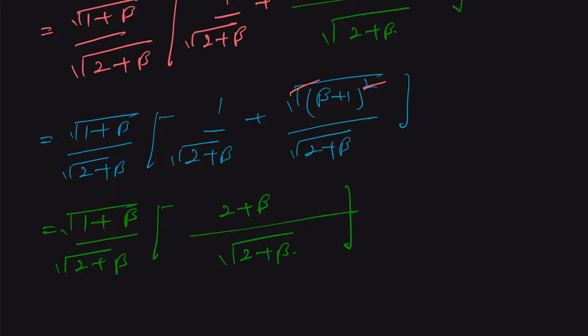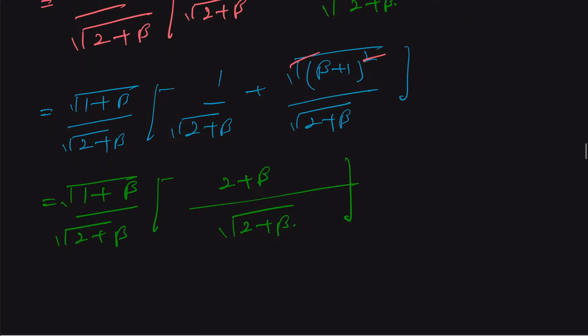Now we are going to multiply it. So we get this as square root of 1 plus beta multiplied by 2 plus beta. In the denominator, we have 2 plus beta, which cancels out. So this comes to square root of 1 plus beta.